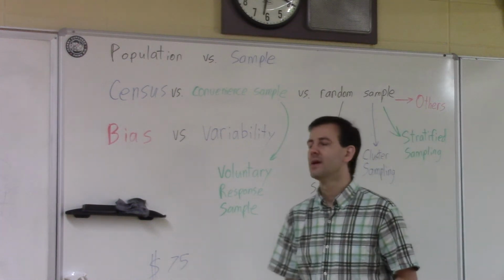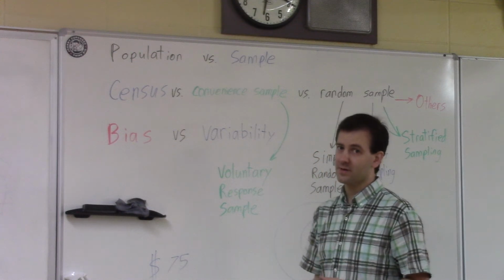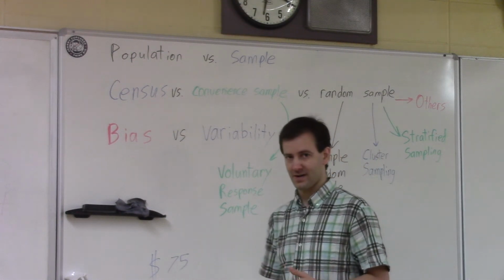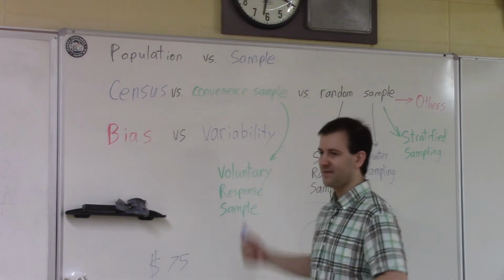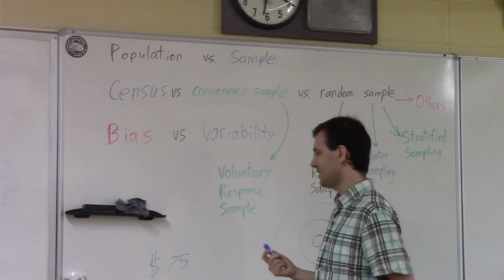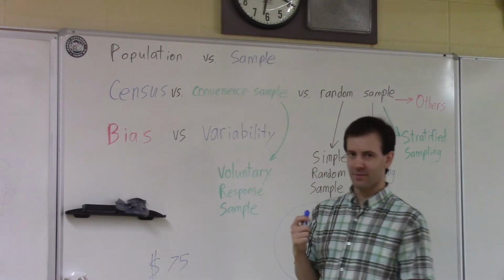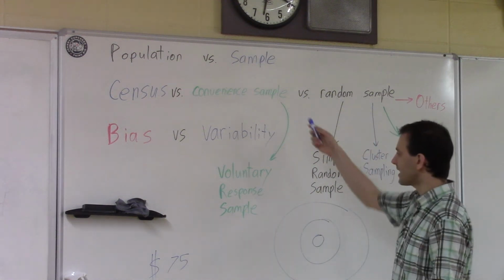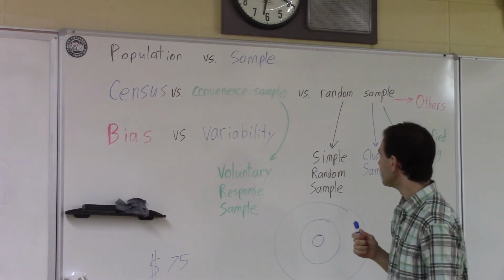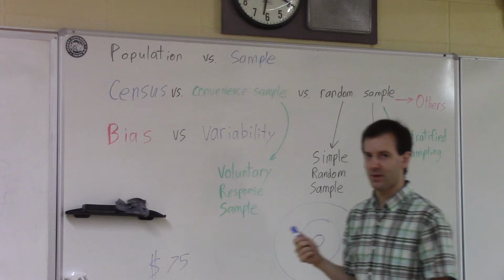Also, Chapter 4 is going to talk about bias and how to get rid of it. Later chapters will talk about variability and how much of it there is. But bias is what we want to avoid here. And so instead of taking a convenience sample, we'll try to get a random sample whenever possible.